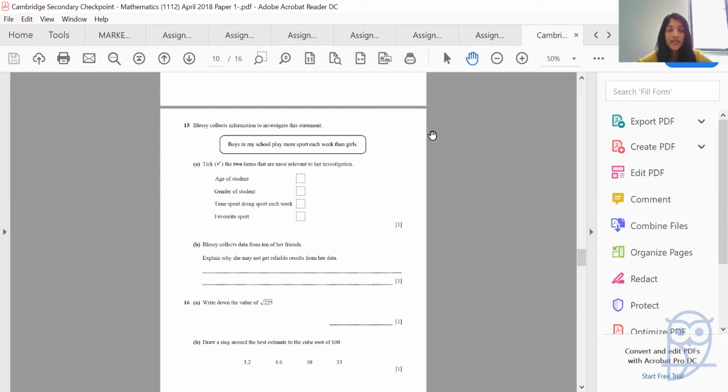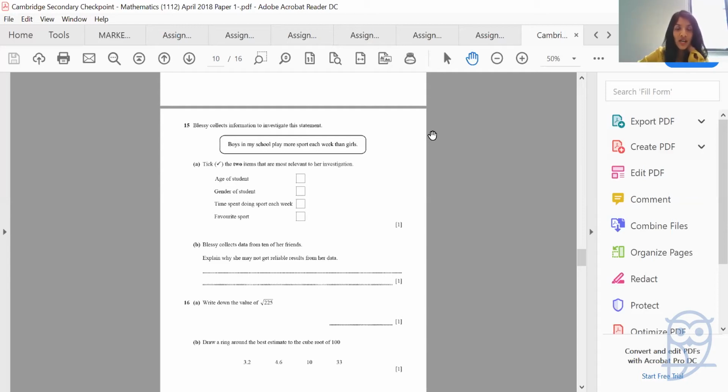Part B says, Blessy collects data from 10 of her friends. Explain why she may not get a reliable result from this data. And guys, it's quite simple why she will not get a reliable result from her data: 10 children is a very small sample. Okay, that's a very small sample size.